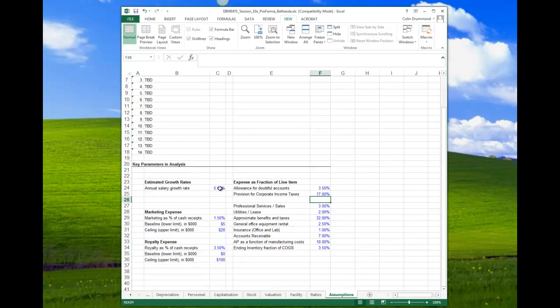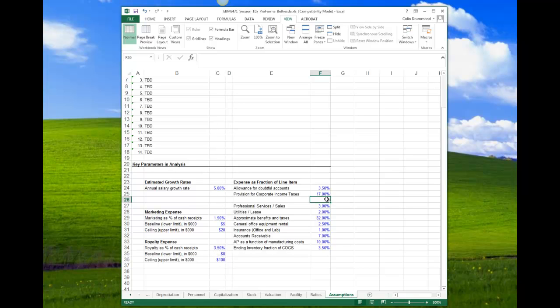So for instance, you're going to assume estimated salary growth is roughly 5%. Marketing as a percentage of cash receipts would be 1.5% with a $5,000 lower limit and a $20,000 upper limit on your marketing expenses. Same with royalties.